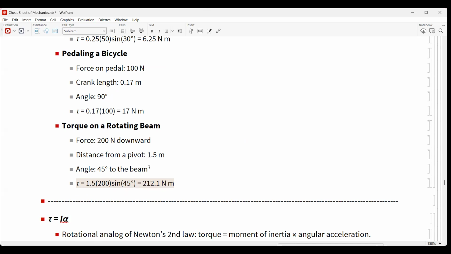Torque on a rotating beam. Force is 200 newtons downward. Distance from the pivot is 1.5 meters. The angle is 45 degrees to the beam. So that is 1.5 times 200 times sine 45 degrees, equal to 212.1 Newton meters.